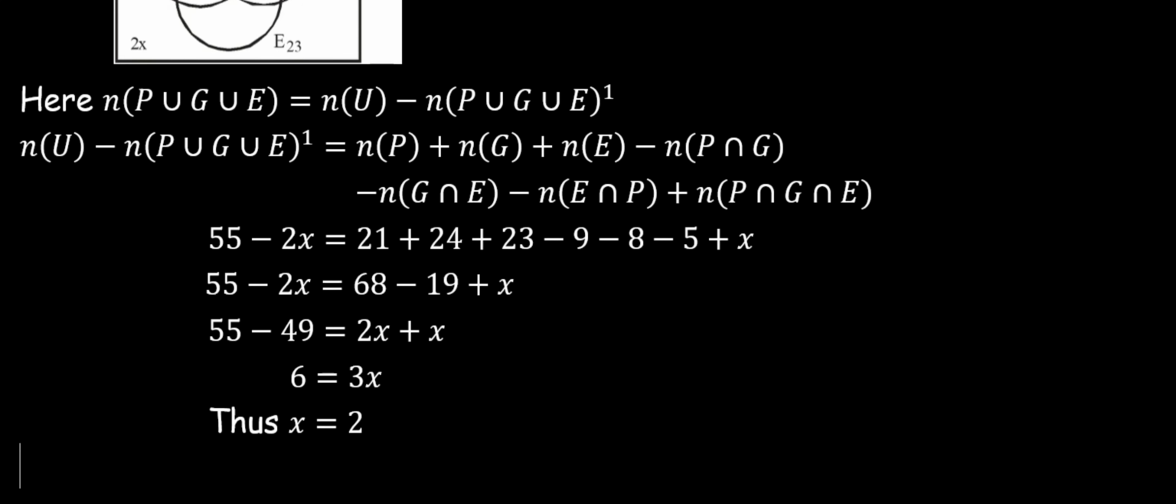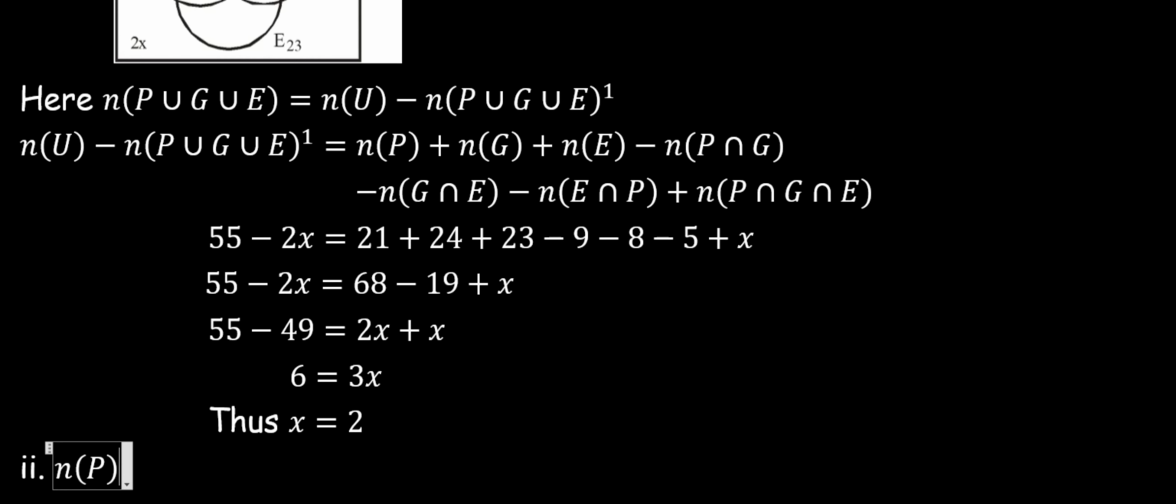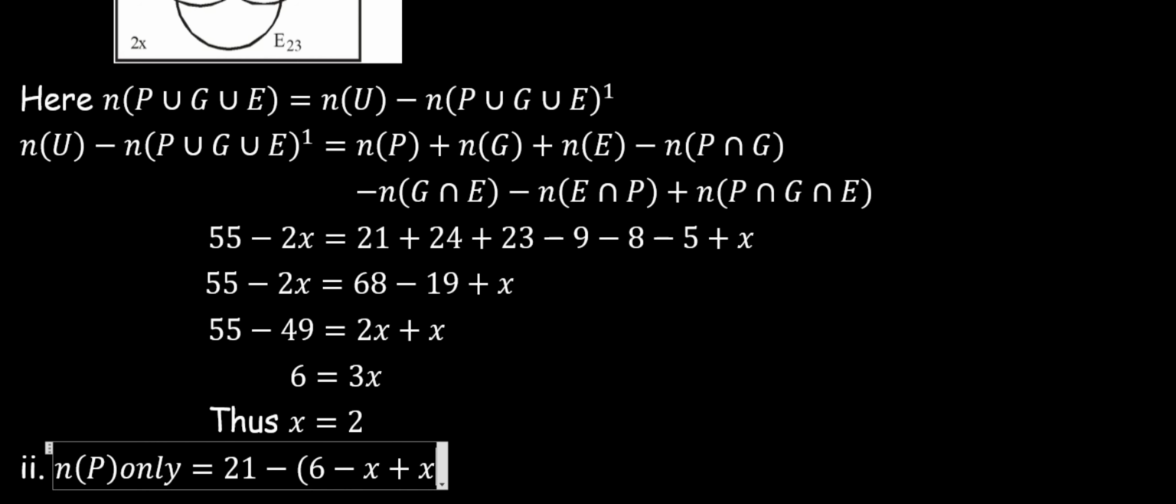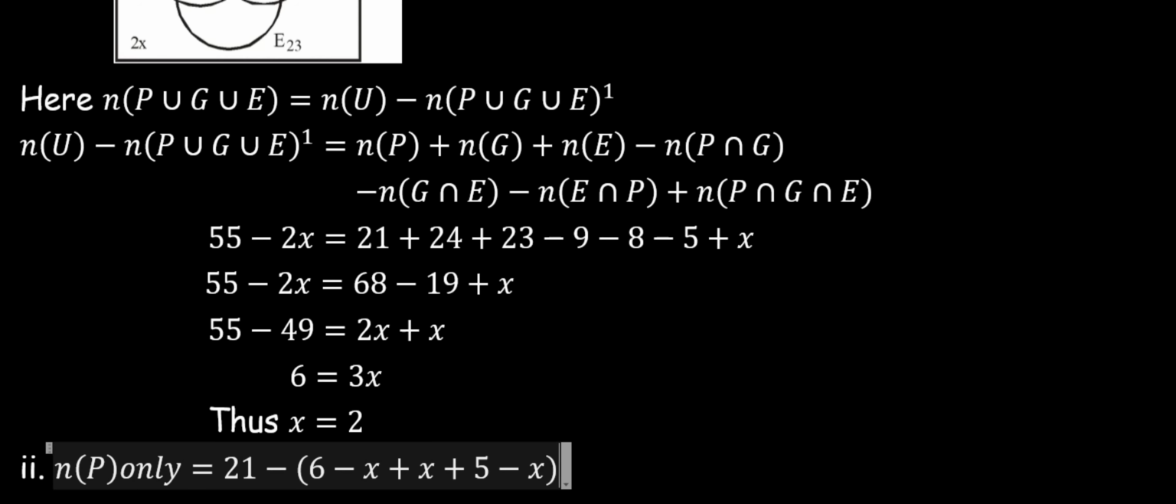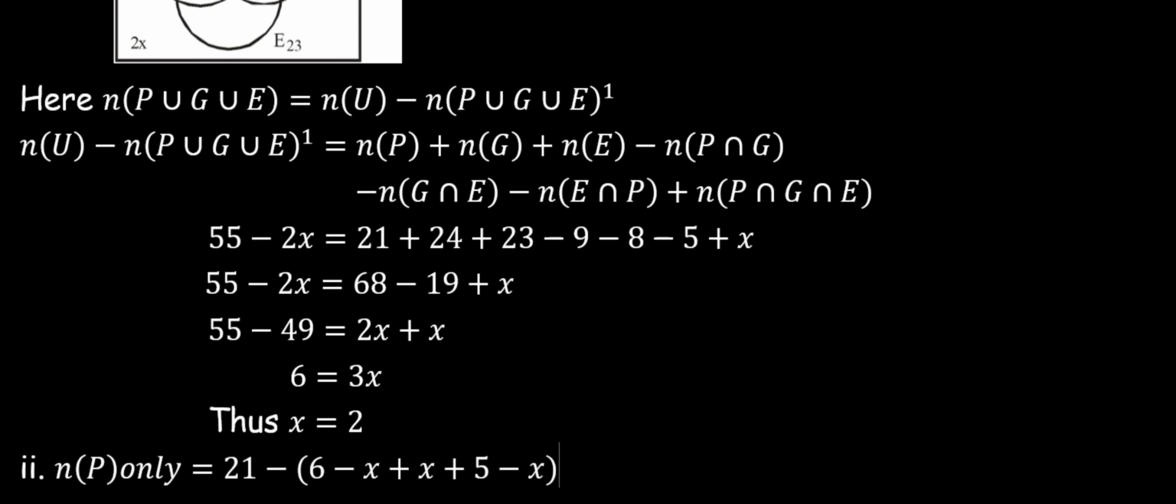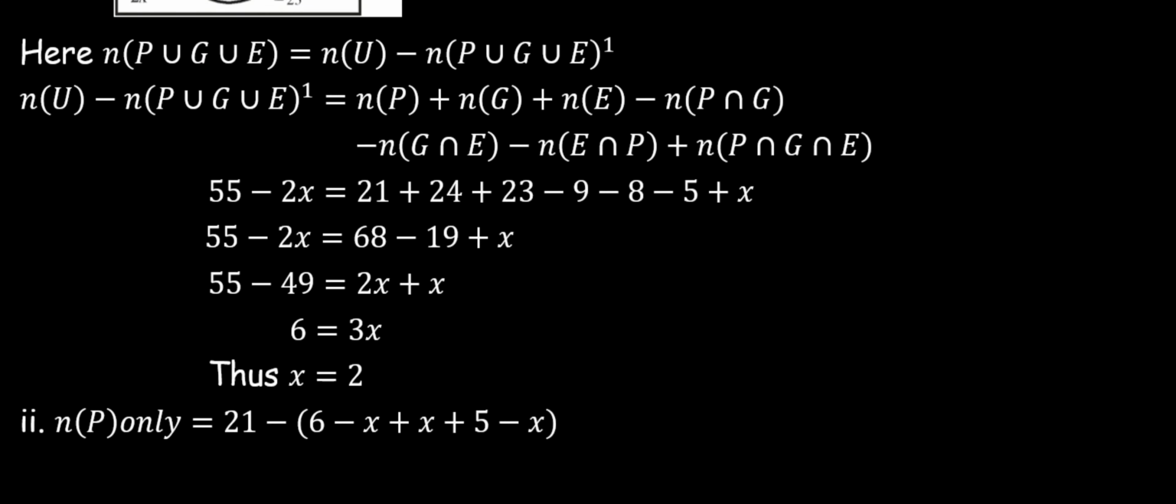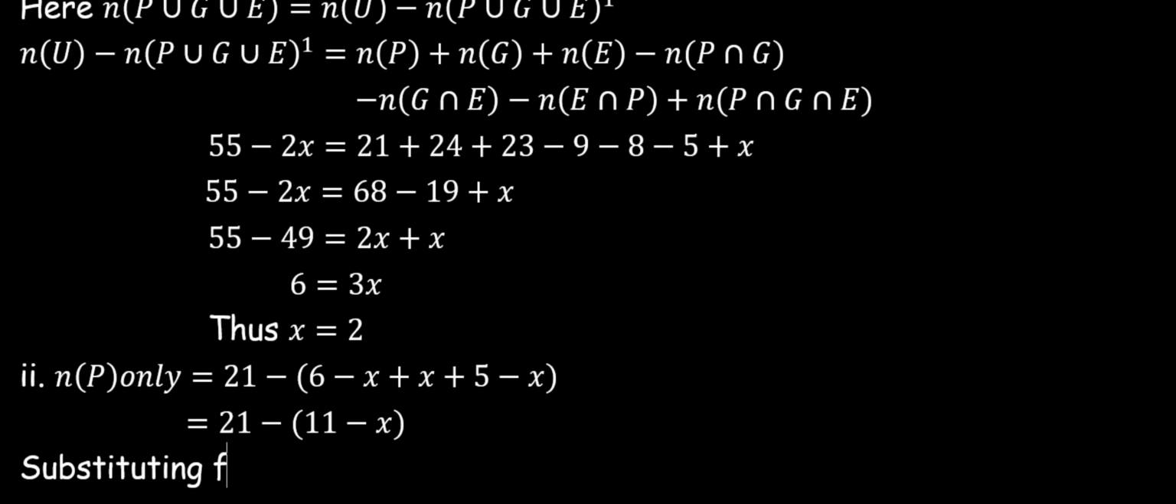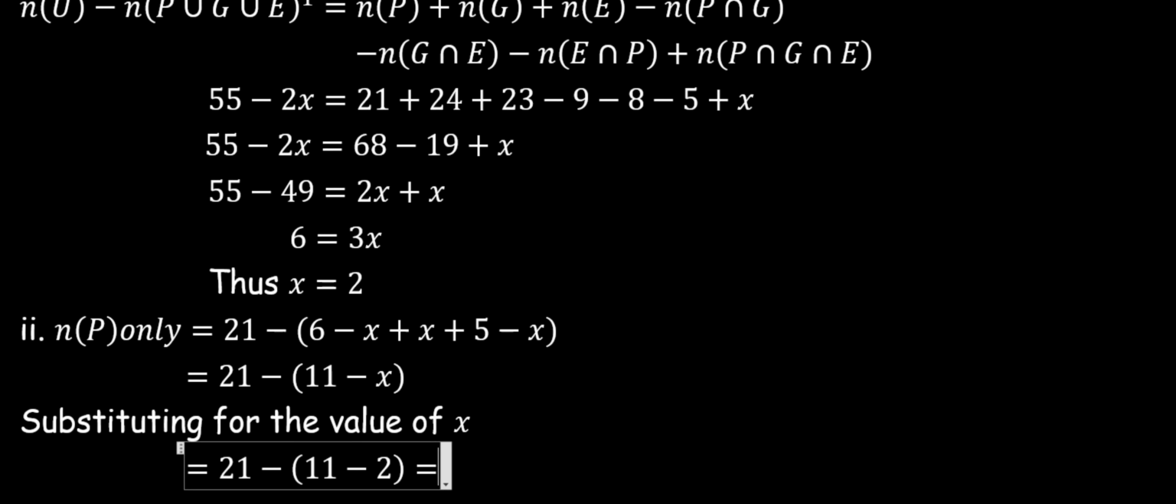The number of students that study physics only, that is n of P only, will be equal to 21 minus (6 minus s plus 5 minus s), which is equal to 21 minus (11 minus 2s). Substituting for the value of s, we have 21 minus 11 minus 2, which is equal to 12.